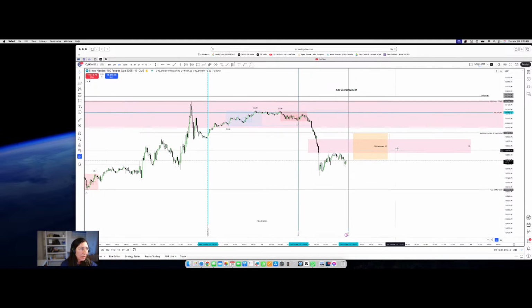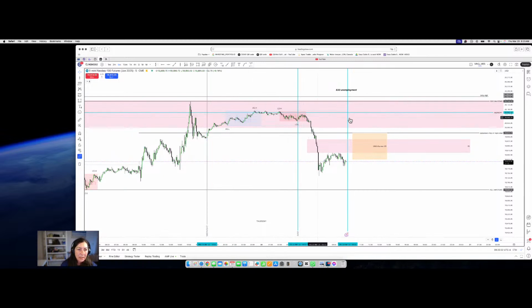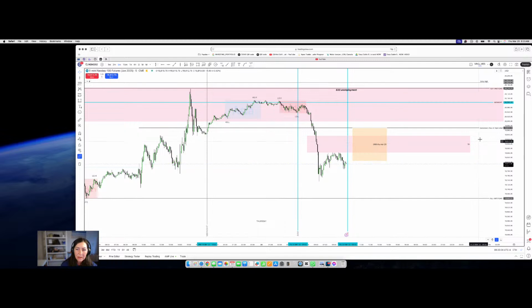Okay, so we've got our 9:30 SIBI on the 1 hour, with our opening range gap here. Here's our Asia and London high. Asia trended last night and then London ranged.